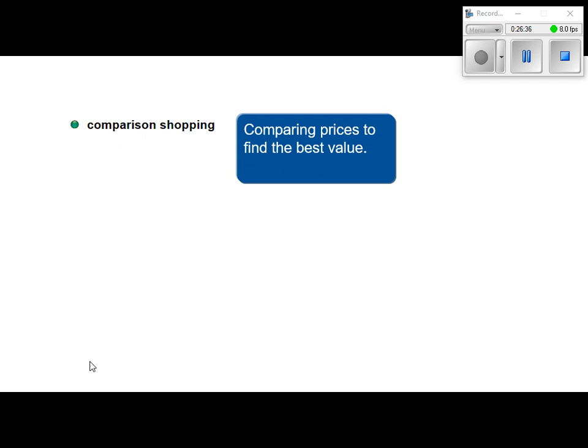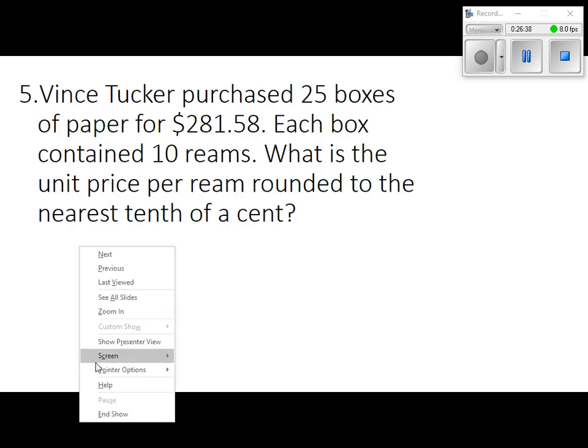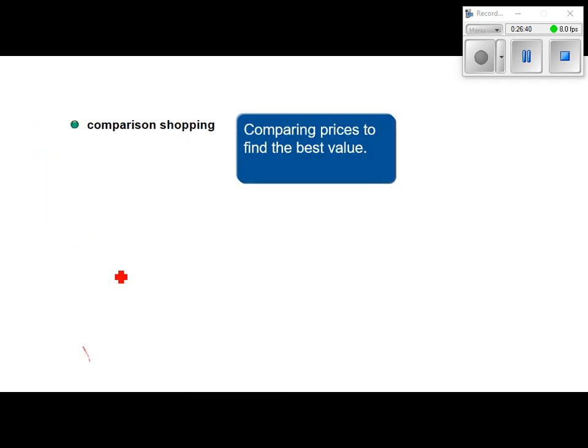When you're doing comparison shopping, and this is what we're going to do here in a minute, that paper that you picked up, that's what I'm going to have you do. You're comparing prices to find the best value. That's all comparison shopping is. Nothing hard about it. You're just looking at the two things and saying, okay, which one of these is actually the best buy for me?